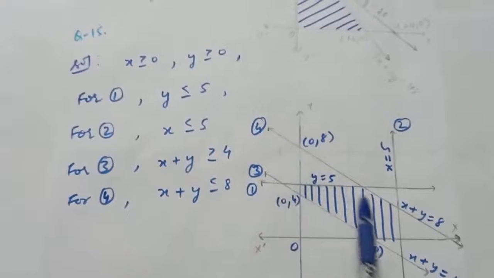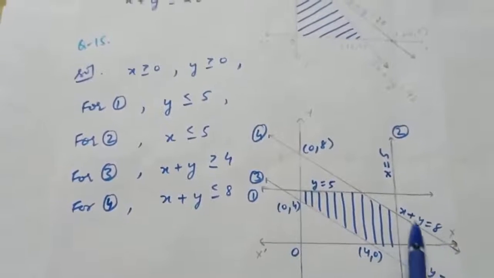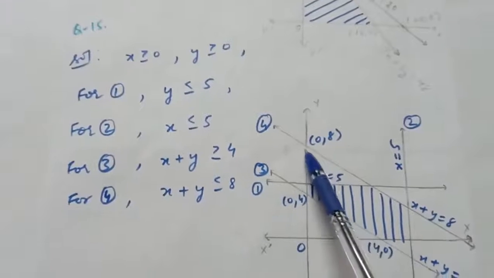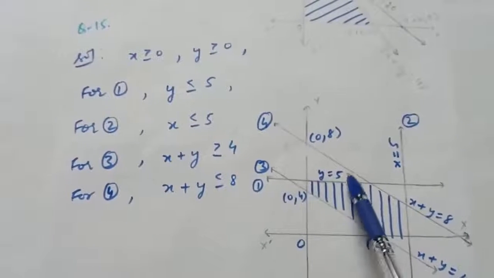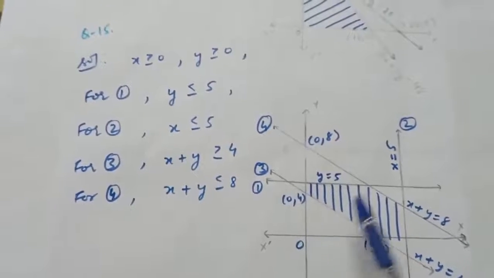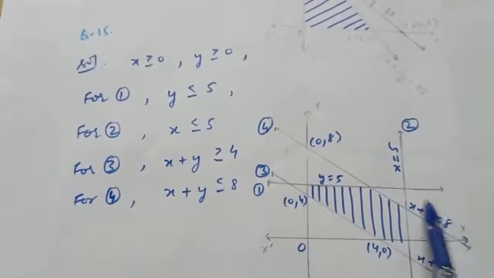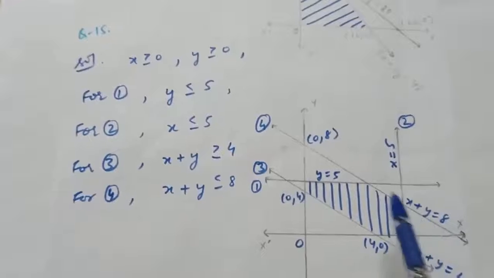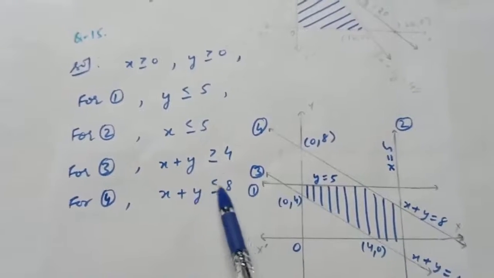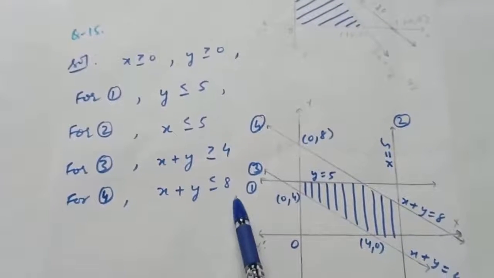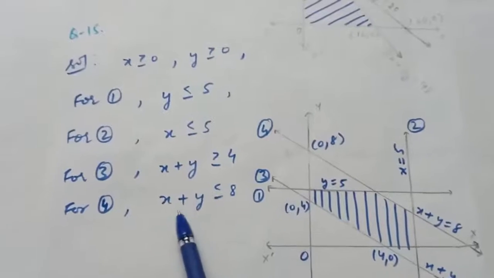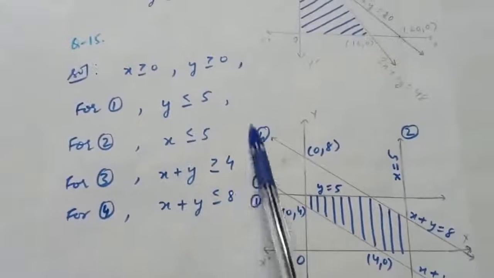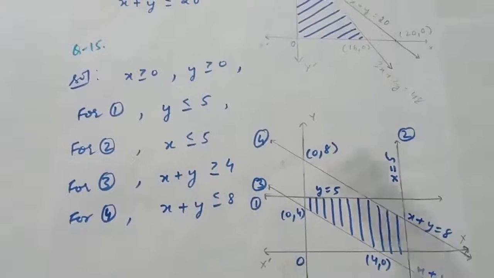Now for this line, because the line is solid, equality will come. Also, the shaded portion lies towards the origin. So this inequality will satisfy the origin test, right? So we will take less than, because 0 is less than 8 is true. So x plus y less than or equal to 8. So this is the set of linear inequalities.